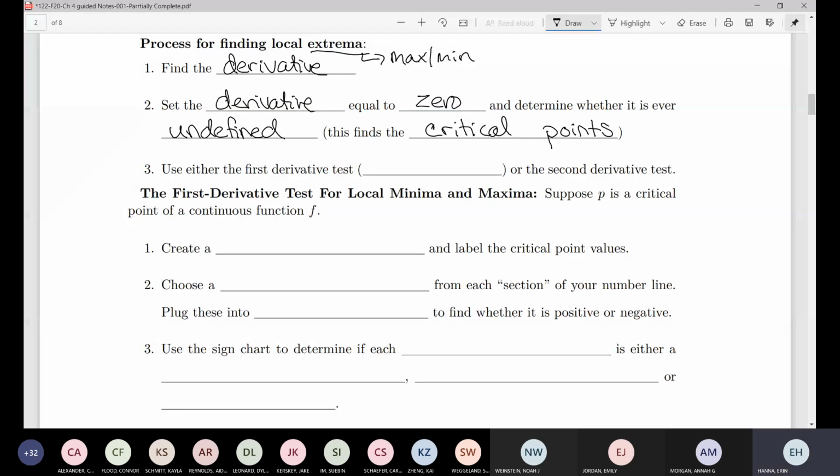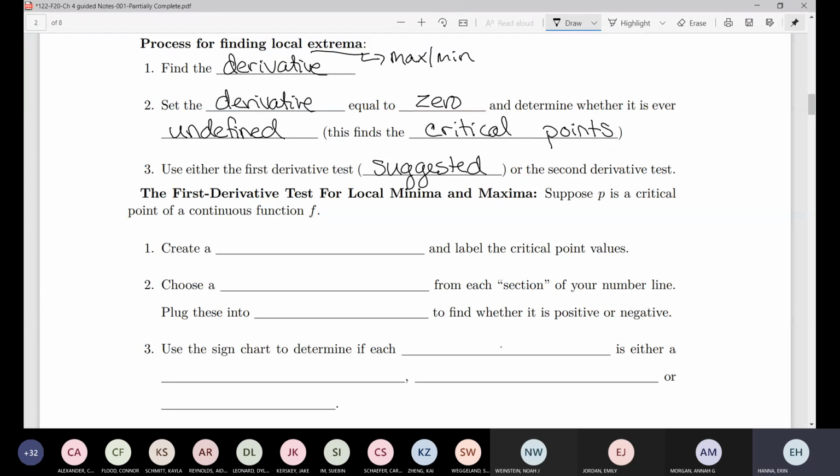Now there's two ways we can figure out if it's a max or a min. We're going to talk about one of them today and one of them on Friday. They're called the first derivative test and the second derivative test. You can either use the first derivative test, which we'll talk about in just a second, and that's suggested. And I'll explain why the second derivative test can be a little iffy when we get to it on Friday. The second derivative test can be a bit easier, but sometimes it doesn't work, which is why it's not as suggested.